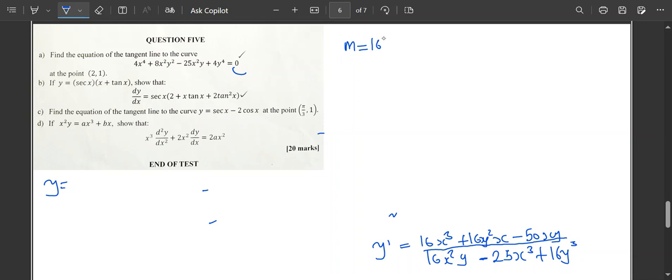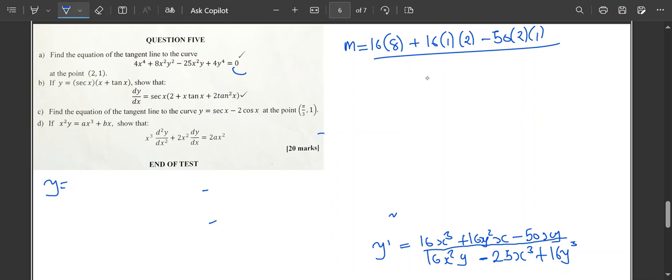So 16 there, open bracket. Our x they are saying is 2, which will be just 8, right? If to the power 3, then plus 16 again, open bracket. Our y is 1, that will be just 1, right? Then open bracket, there is 2 there, all right? Then minus 50, open bracket. Our x is 2, open bracket, there is 1 for y there.